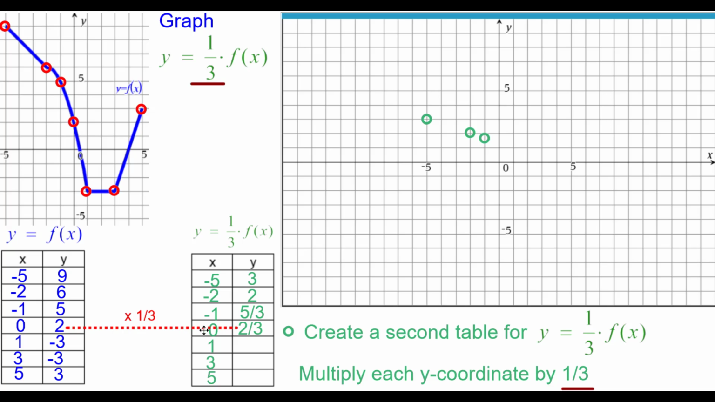All right, so 2 times 1/3 is 2/3, 0, 2/3 is now our y-intercept. -3 times 1/3 is -1, so -3, -1. 3, -1. And then 3 times 1/3 is 1, so it'll be 5, 1.